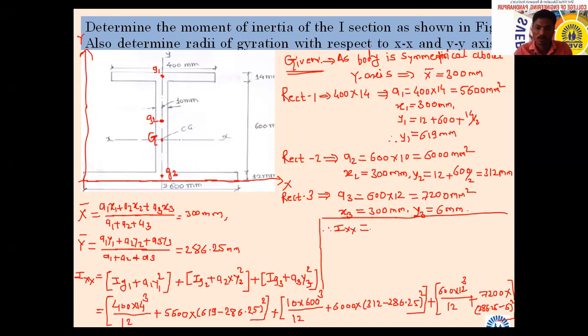Ixx, I don't have this now. Ixx equal to, calculate one by one. First square bracket, second square bracket, and third square bracket. Please calculate and tell me. Let me know your calculation, how you are going for your calculation.